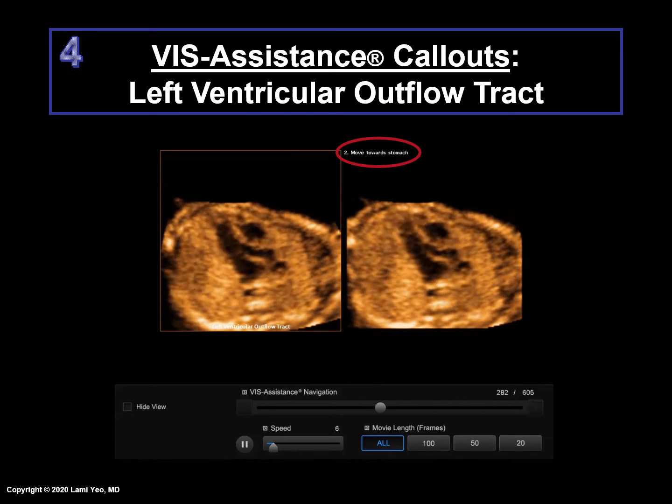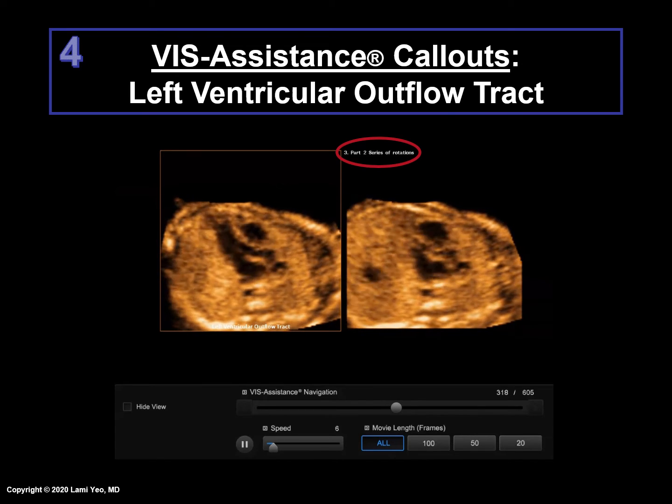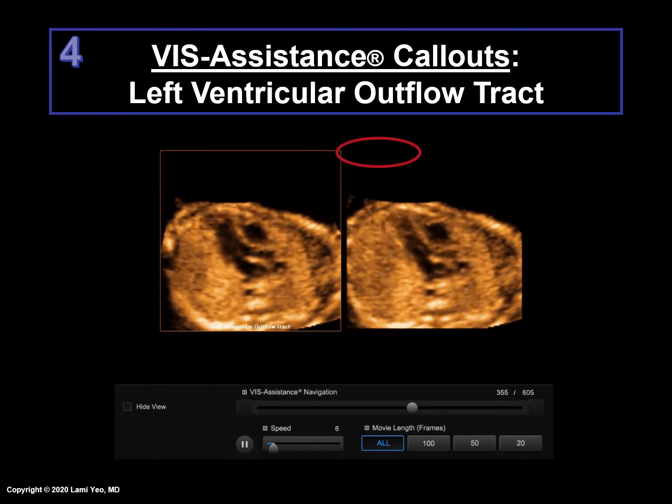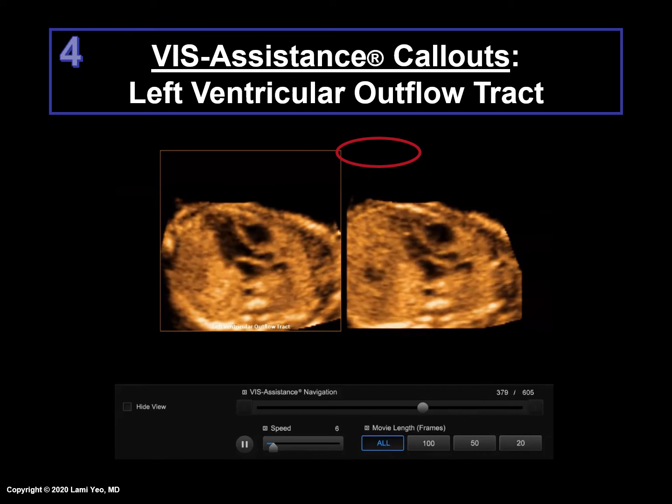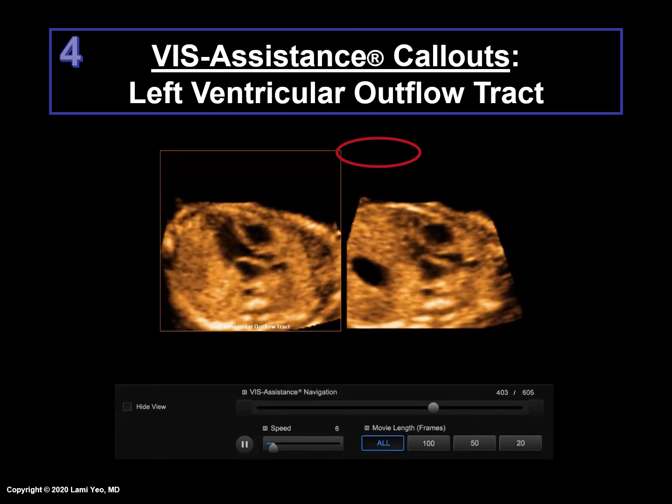The second call-out states move towards stomach and provides a different LVOT view, and the third call-out states part 2, series of rotations, and may improve the LVOT view. However, for this specific fetus, the navigational movements under call-out 3 may not necessarily improve the LVOT, but may do so for a different fetus.